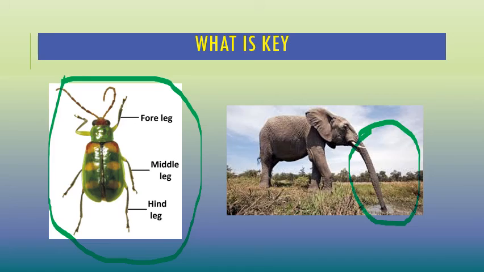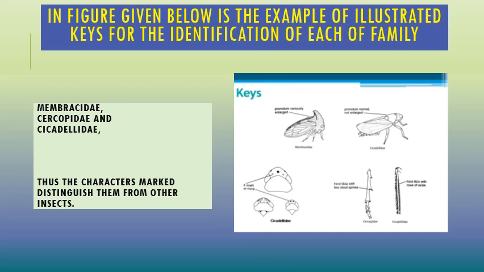Now here in the figure, the blue part is an example of an illustrated key for the identification of each family. For example, if you see here, the pronotum is enlarged here, as you see here. So this is membranous. If the pronotum is normal here, if you can see, it means it is a characteristic of Cicadellidae. And here, if you see, the hind tibia with stout spines here, this is Cercopidae. And if you see the hind tibia with rows of minute setae, so this is the characteristic of Cicadellidae.